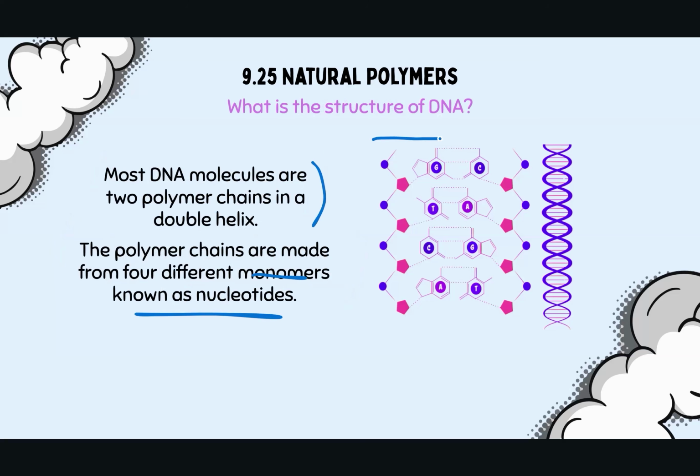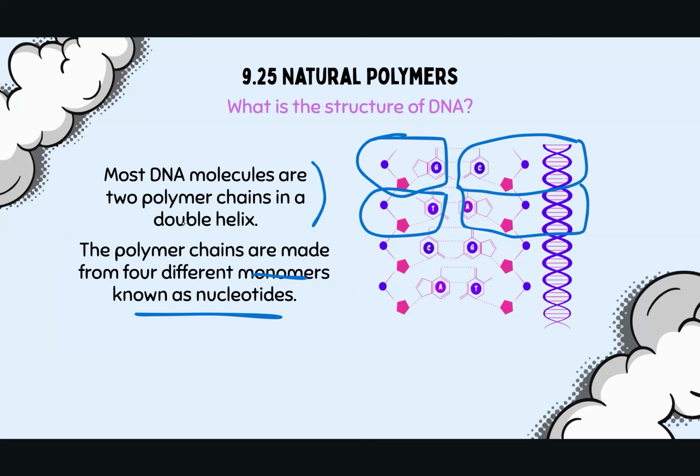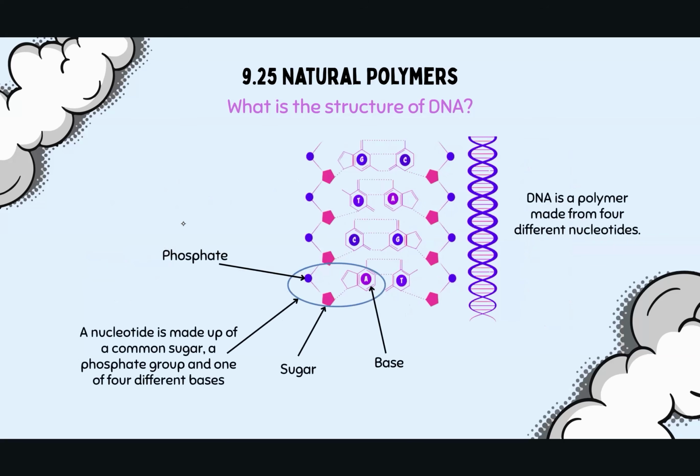So we've got this one here, G, C, T, and A. And these are the four different nucleotides. And you can see the nucleotide is made up of a base, a ribose sugar, and a phosphate group. As you can see here, we've got a phosphate group, a sugar group, and the base.